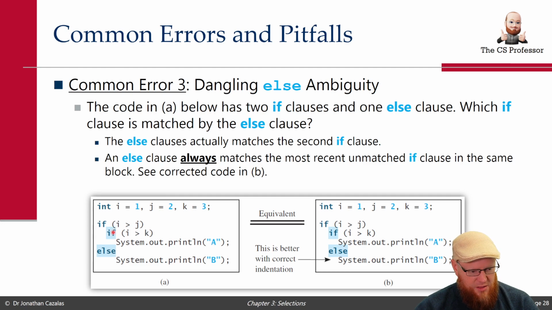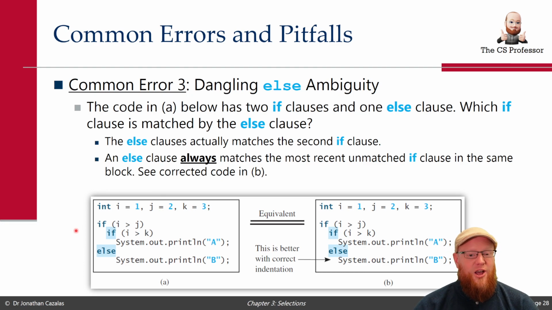Does it go with this if or with this if? And the answer is, it goes with the most recently unmatched if. So just look up, and from this else, we look up, we see we have an if here. It's not currently matched with an else, therefore those two logically go together. That's the rule in Java.